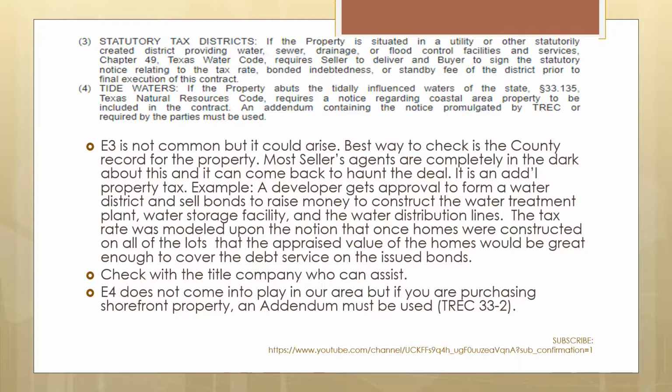There's an example here that if a developer gets approval to form a water district and sells bonds to raise money to construct that water treatment plant or for water storage, they would have an extra tax tacked on there. It's probably an interim, 5 years, 10 years, something like that. So the tax rate would be modeled upon the notion that once all the homes were constructed in that development and all the lots had the appraised value, it would be great enough to cover the debt service on those bonds. So just keep an eye on the county records to make sure there's nothing other than the 3 normal taxation rates.